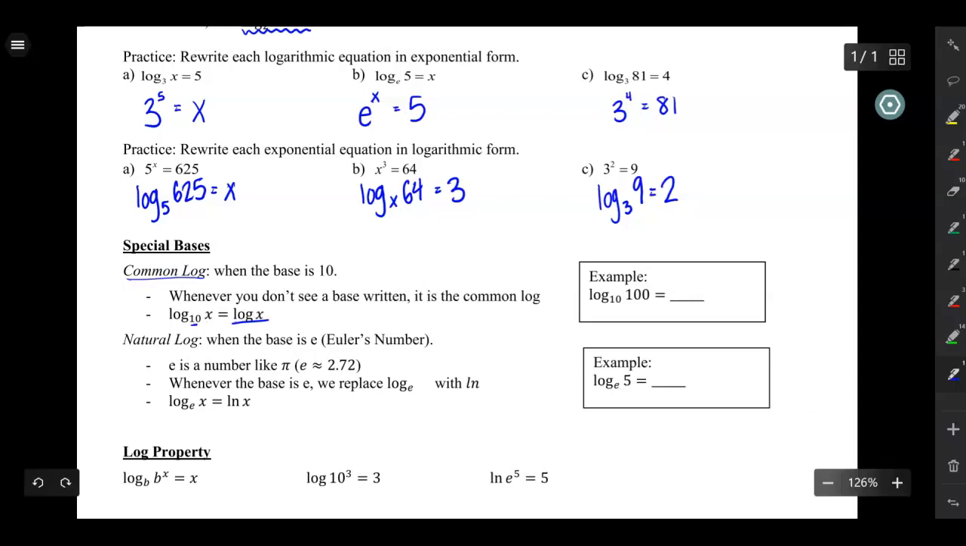So in this example on the right, I'll show you what I mean. If I have log base 10 of 100, another way of writing that is just log of 100. Okay, I don't have to write the little base 10 because it's the common log.